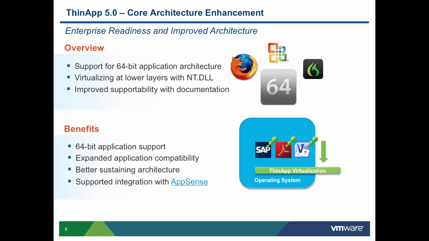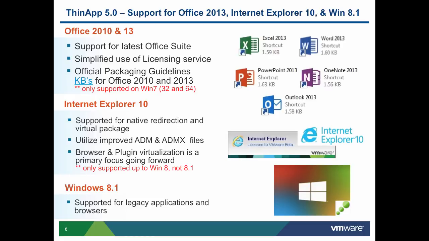So to review the core benefits from ThinApp 5.0: 64-bit application support, expanded application compatibility, a sustaining architecture to move forward with, and supported integration with AppSense, which we'll discuss later. Now here are some more specifics. We introduced support for the latest Office suite, Office 2013, and virtualizing it at the NTDLL layer allowed us to simplify the use and the packaging of the licensing service. So we have guidelines available online now to help you package and deploy Office 2010 and 2013.